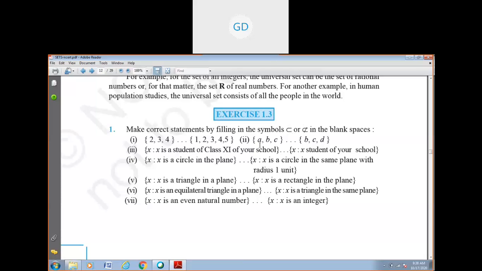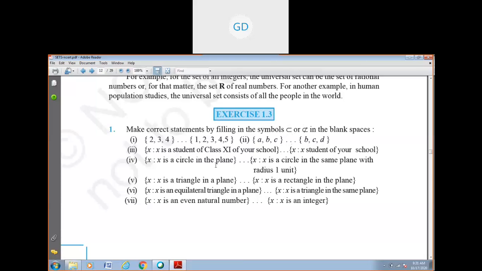And number 2: the first set is A, B, C, and the second set is B, C, D. So here obviously not a subset, because the elements of ABC do not all belong to the second set. Two elements are there, B and C, but A is in the first set and A is not in the second set. So clearly we cannot say all the elements of the first set belong to the second set. That's why it is not a subset here.